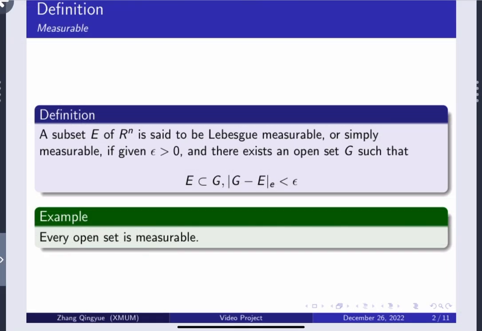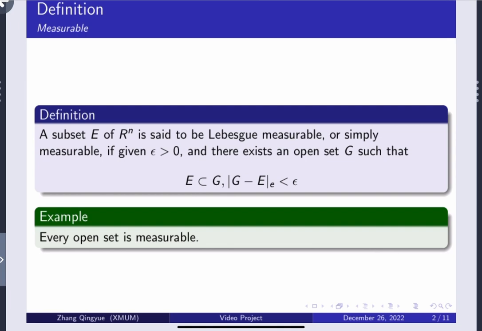And if E is measurable, its outer measure is called its Lebesgue measure, or simply its measure, and denoted the absolute value of E, which equals its outer measure, for measurable E.